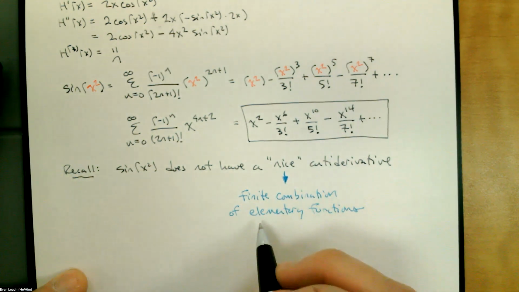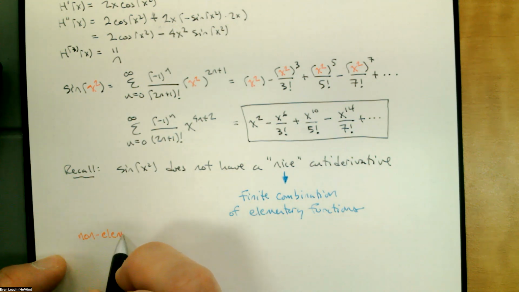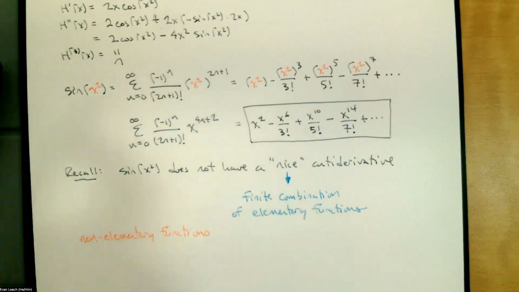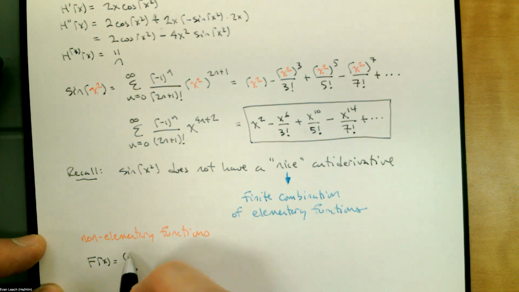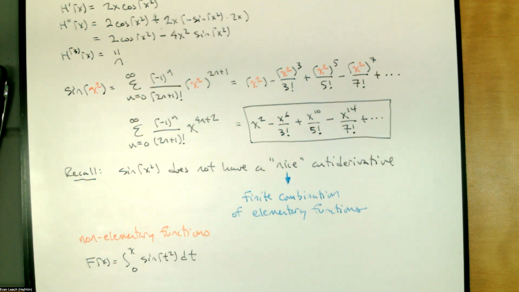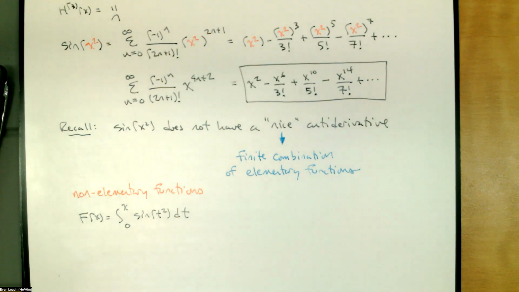So to make a nice antiderivative, I either have to use non-elementary functions and say use the second fundamental theorem of calculus to say capital F as the integral from 0 to x of sine of t squared dt is an antiderivative of sine of x squared. Or I can write an antiderivative that's an infinite combination of elementary functions.